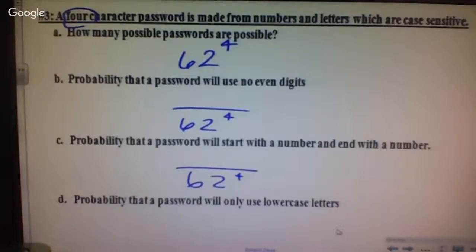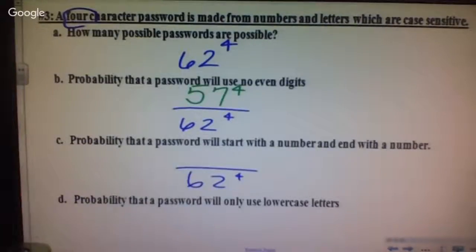Okay, so I started off with 62 possible things to put in each slot. Now they're taking away even digits. So what am I taking away? 2, 4, 6, 8, and 0. So I'm taking away 5 different things. If I'm taking away 5 different things and I started with 62, how many things do I have left? 57. So each one of my spots in this one could have been filled with 57 different things.